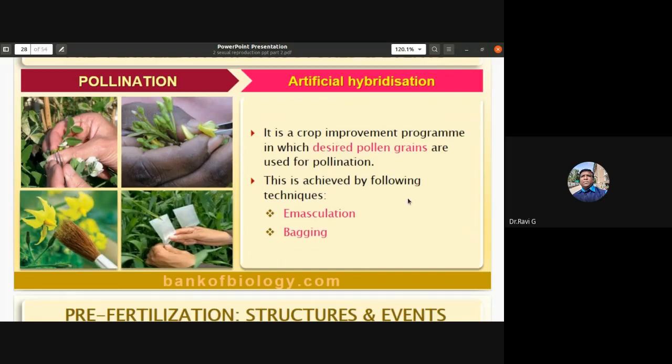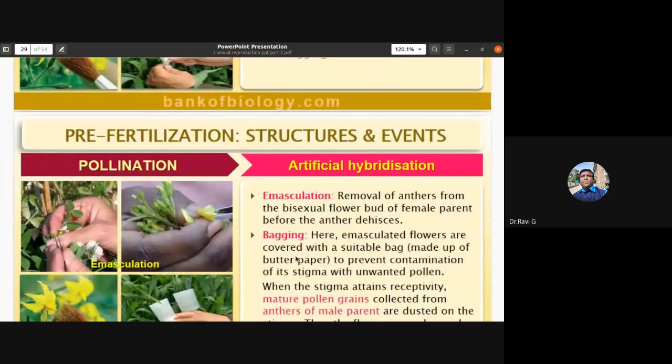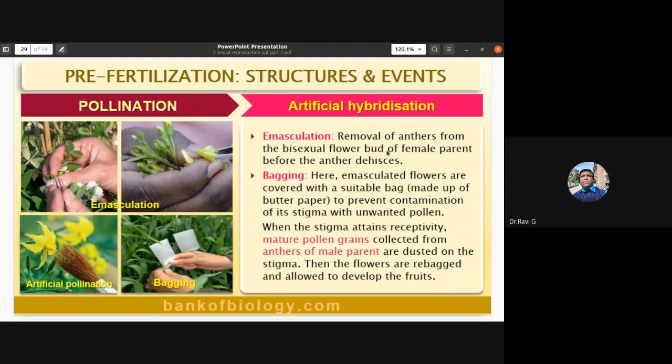This is achieved by two techniques, emasculation and bagging. Emasculation is removing the stamens and making the flower a female flower, then covering this female flower with a bag, which we call bagging. Emasculation is removal of anthers from the bisexual flower bud of the female parent, during bud condition itself, before the anther dehisces. In bagging, the emasculated flowers are covered with a suitable bag.